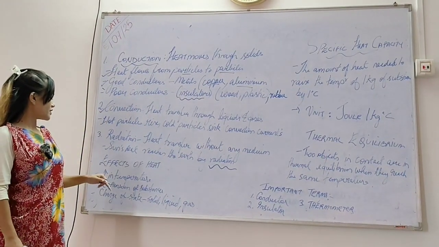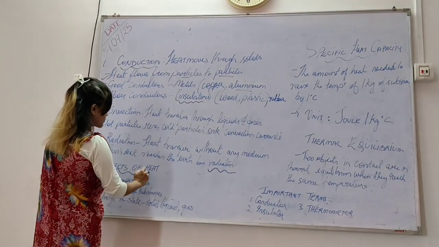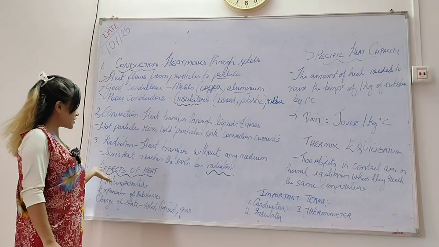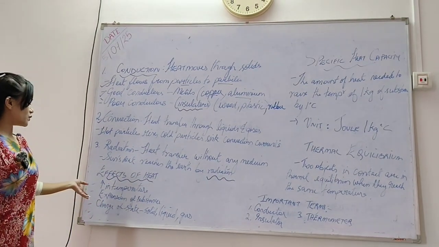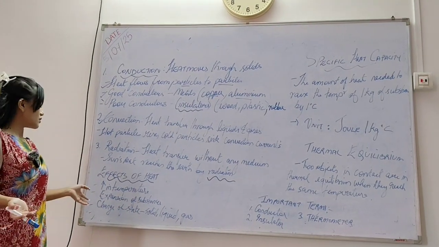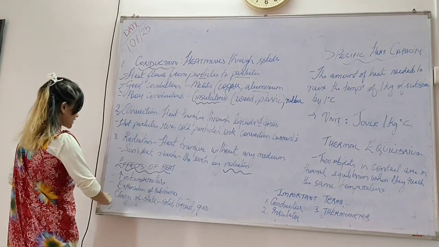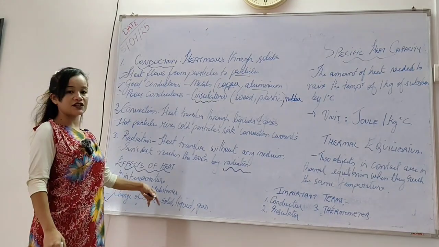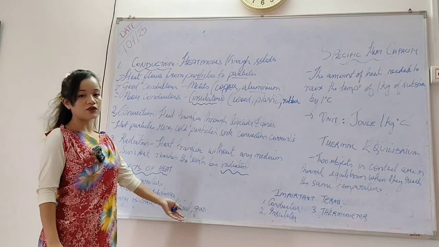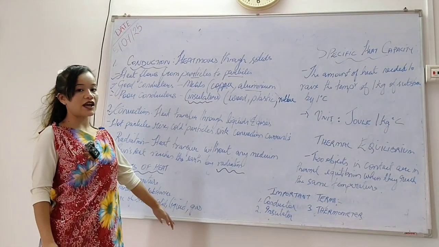Now let's see the effects of heat. What are the effects of heat? What will happen because of heat? Temperature rise will happen. It will increase the temperature. And if you heat a substance, what will happen? Expansion, so expansion of substances. Then next we have change of state. From solid it can turn into liquid, or if you boil liquid it can turn into gas also. These are the three states: solid, liquid, and gas.